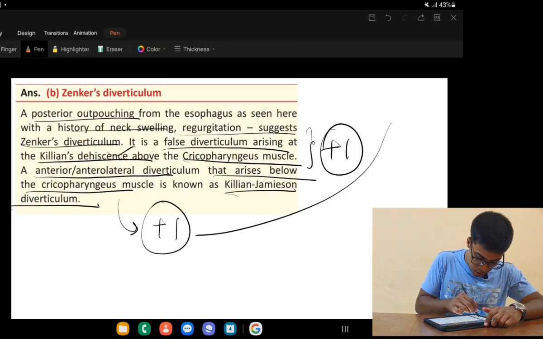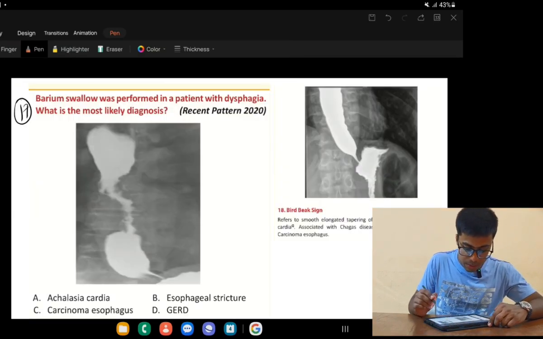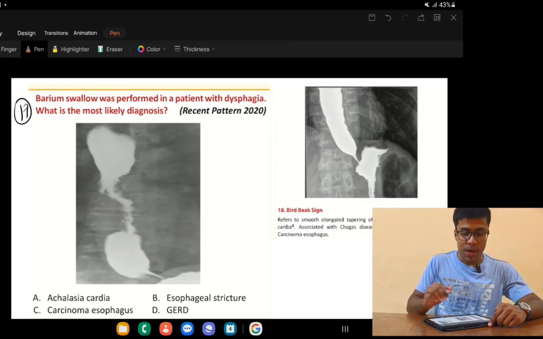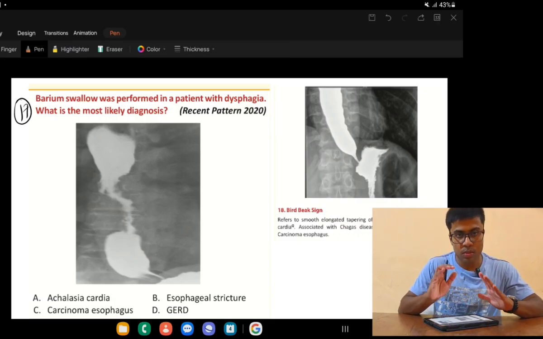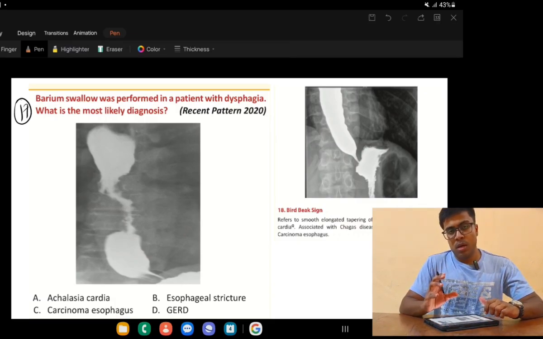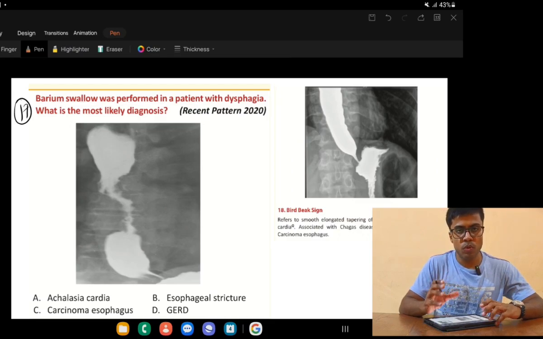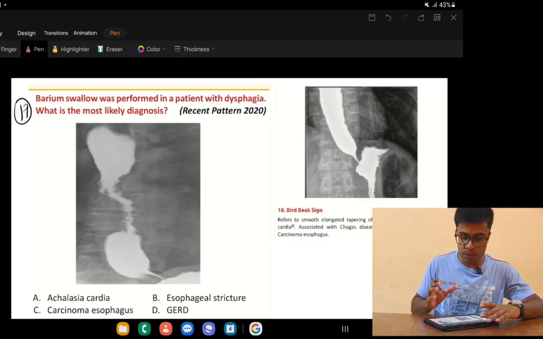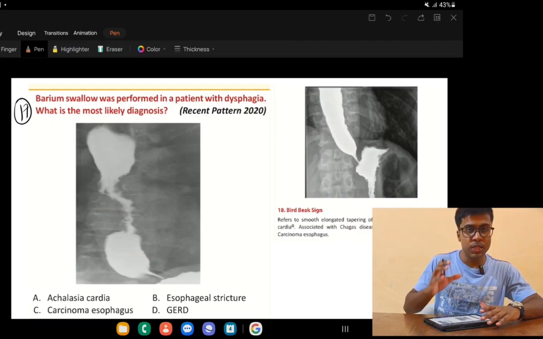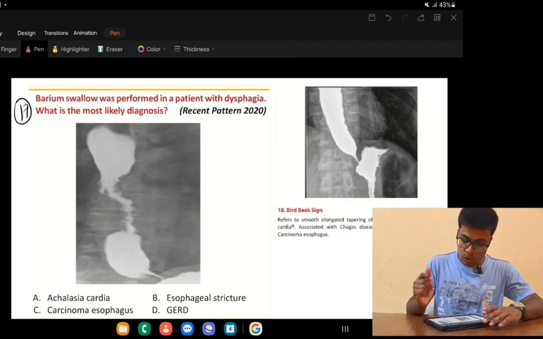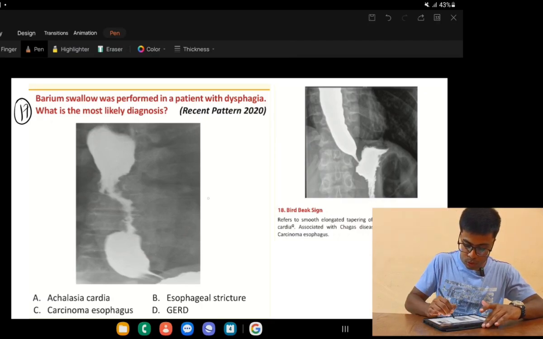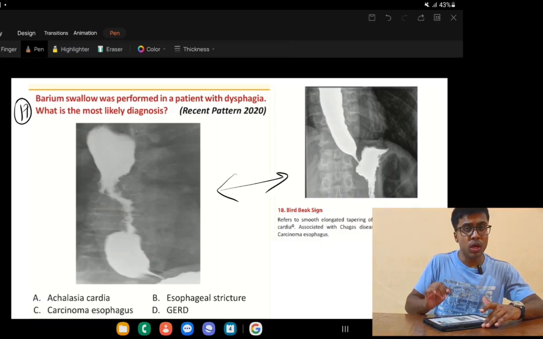Something extra. Then we have this one: a barium swallow was performed in a patient with dysphagia. What is the most likely diagnosis? Why am I discussing this question? These are the most common diseases we find in common people in India. The reason is spicy food, alcohol, binge drinking, and a lot of other stuff. So you should know the imaging. Two imagings are there, and both are opposite.